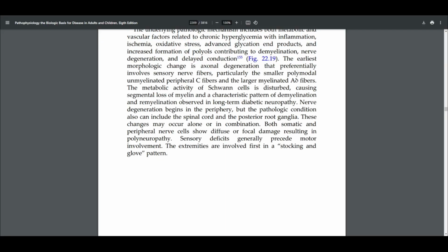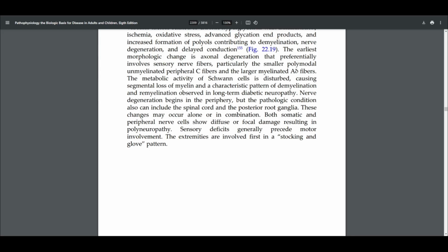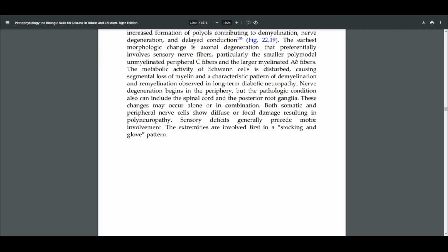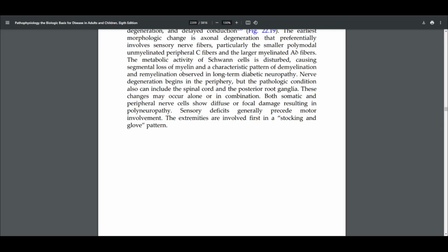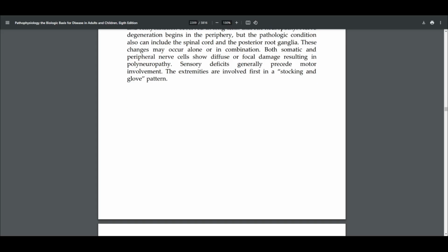Nerve degeneration begins in the periphery, but the pathologic condition also can include the spinal cord and the posterior root ganglia. These changes may occur alone or in combination. Both somatic and peripheral nerve cells show diffuse or focal damage, resulting in polyneuropathy. Sensory deficits generally precede motor involvement. The extremities are involved first in a stocking and glove pattern.